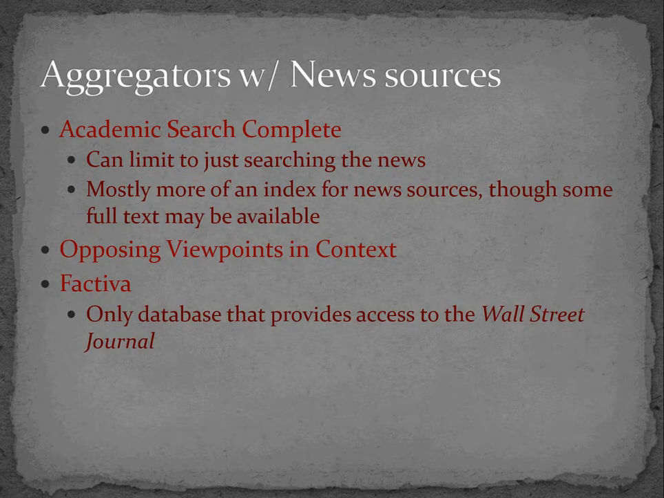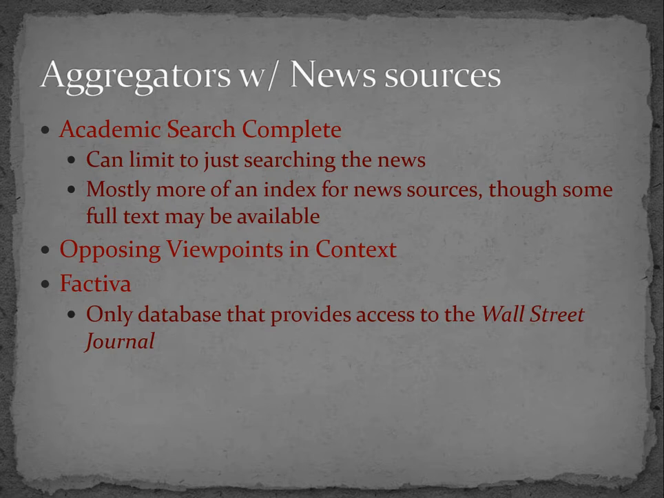So there are some aggregators that do have access to news sources. So things like Academic Search Complete, which you can use. Just remember that mostly this is an index for news sources, meaning that you might find article titles and information about a news item that's based on your topic, but the full text of it might be elsewhere. So you can discover it, but you might have to either go to that newspaper's website to find the full text, or you may even go to something like LexisNexis to find the full text. And just keep that in mind if you do decide to use Academic Search Complete. It's not a bad idea, you just might not have the full text right there available within the database.